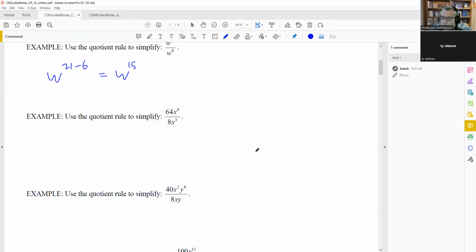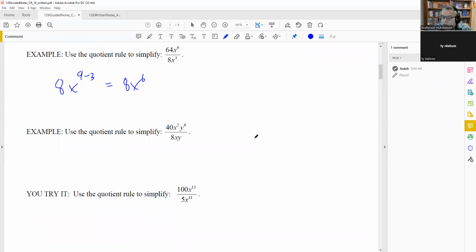This next one here, first we want to divide the 64 divided by 8, and that is 8. And then we have x to the 9 minus 3, top power minus the bottom one, and you get 8x to the 6th power. And then that's it. There's nothing more that we can do with that one. So we just divided 64 by 8 to get 8. We did that first, and then we did the exponents.